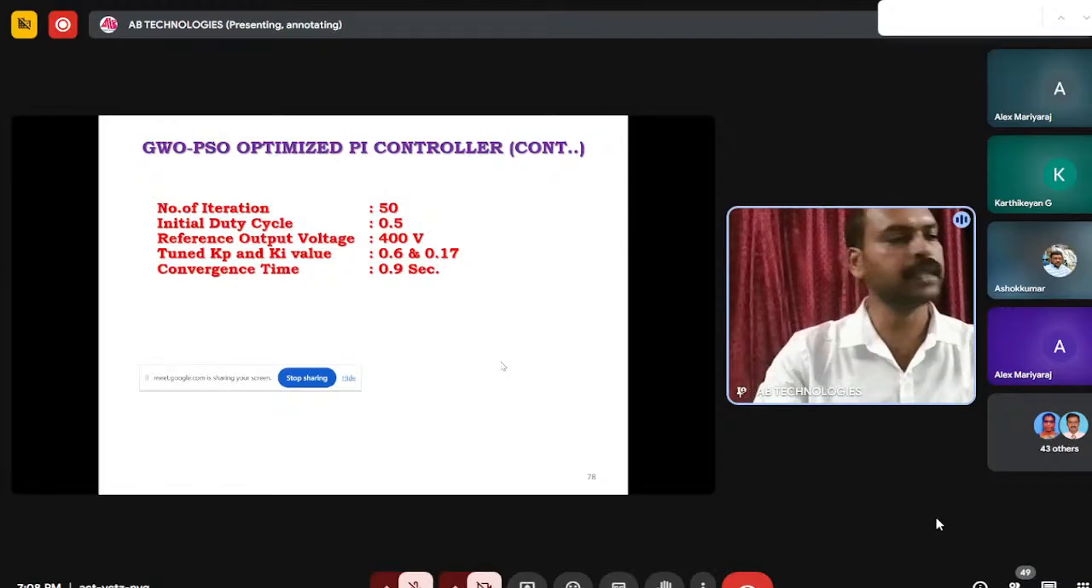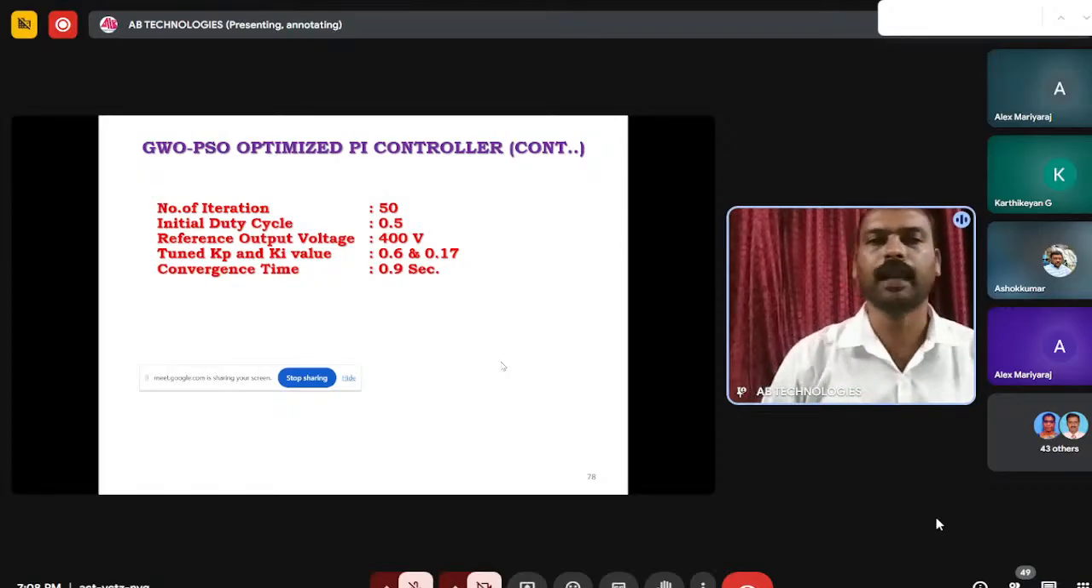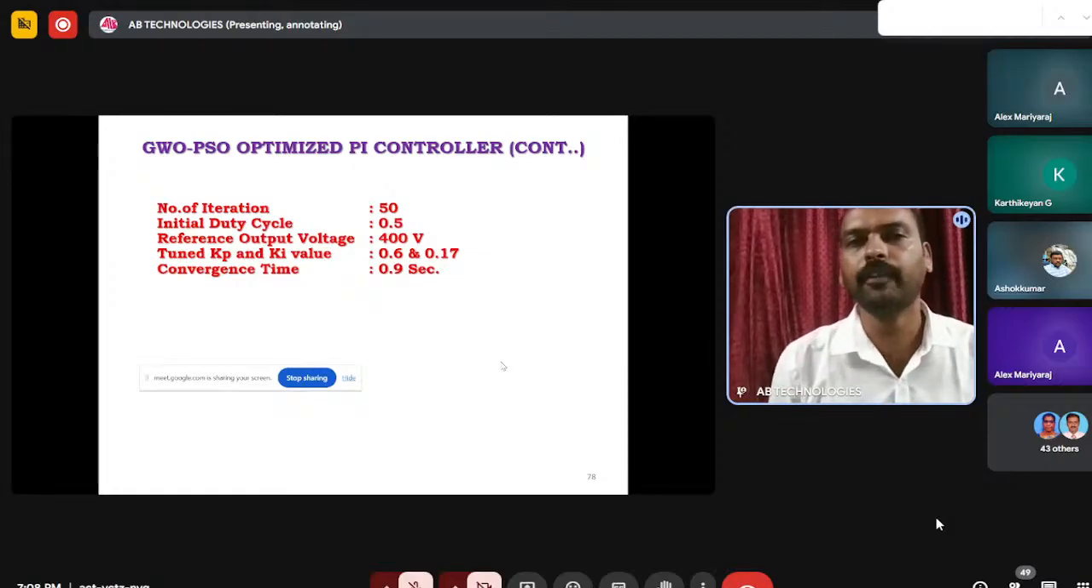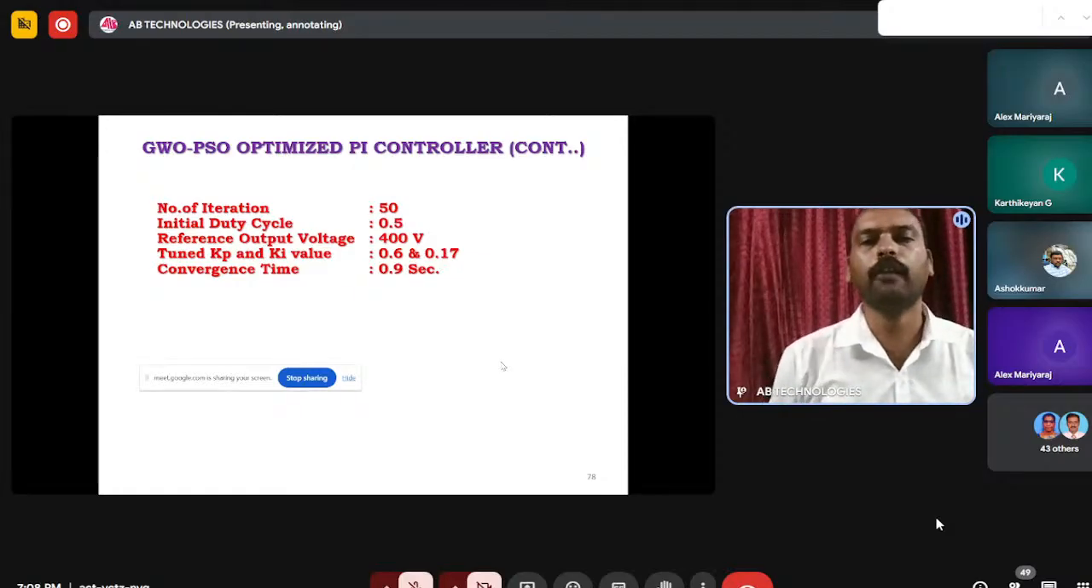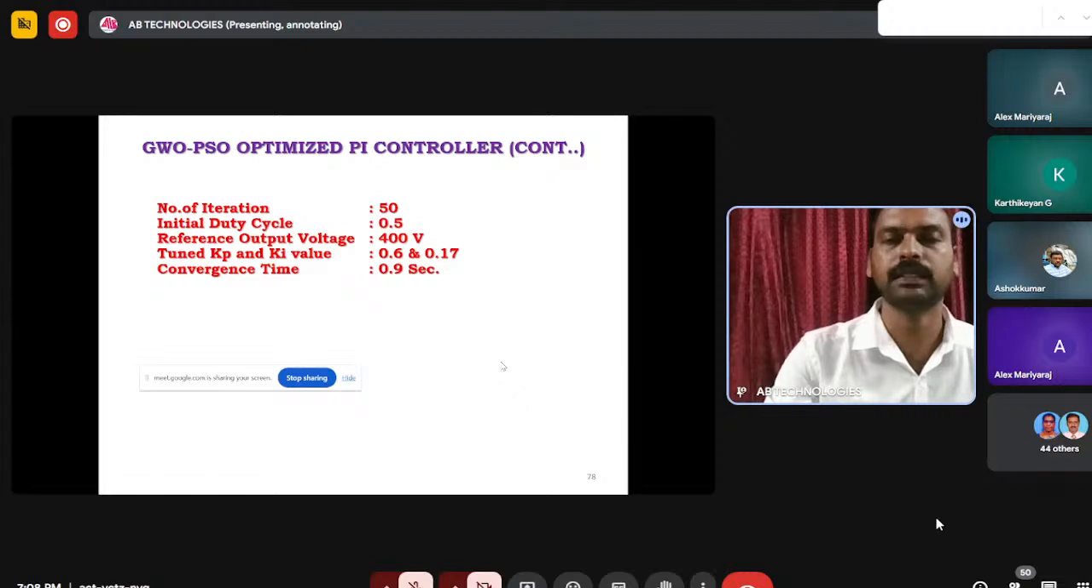Within 0.9 seconds, we are getting the tuned value. So this is the advantage of the hybrid optimization. Like this, if you are doing research, you have to take two good optimization algorithms. One should satisfy the time convergence and the other should satisfy the error convergence.